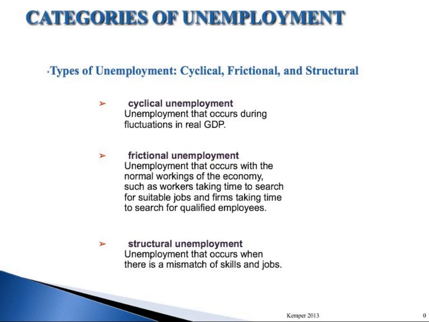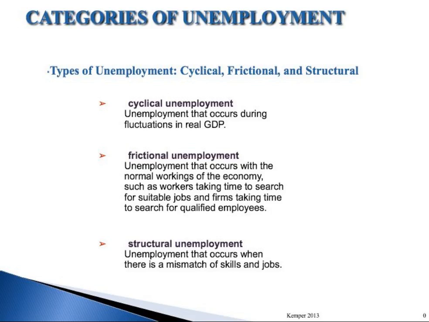Alright, the categories of unemployment. Now there are 3 specific categories of unemployment. What we looked at previously was the measurements of unemployment. Now we're going to look at the 3 categories. The first is cyclical unemployment. This is unemployment that occurs during fluctuations in real GDP.